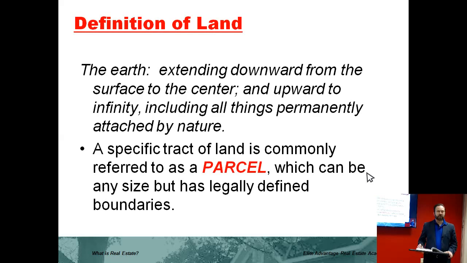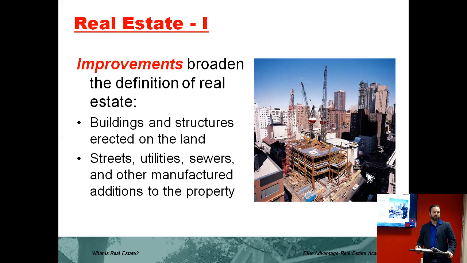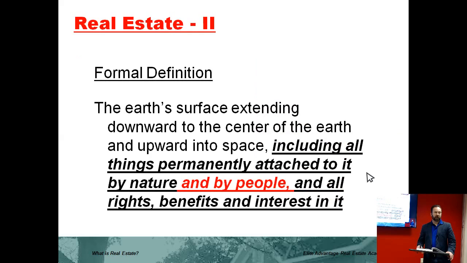A specific tract, which I did not mention, a specific tract of land is commonly referred to as a parcel. We use that word kind of interchangeably and sometimes a bit loosely. You've got a parcel of land, we call it a parcel. A parcel is something that's big, right? That's the actual whole piece. That's the legal boundaries that define it. Again, improvements: building structures that are erected on the land, streets, utilities. Formal definition, including all things permanently attached to it by nature and by people, is held real estate.